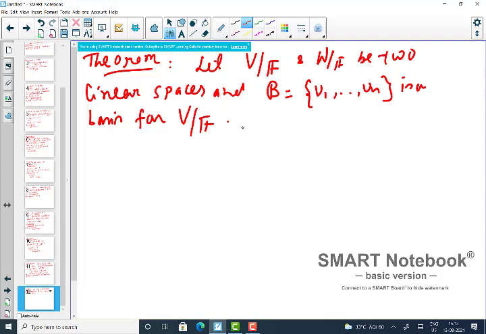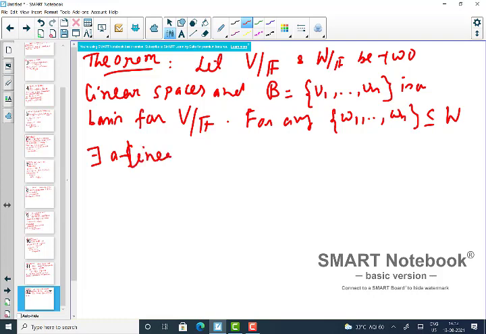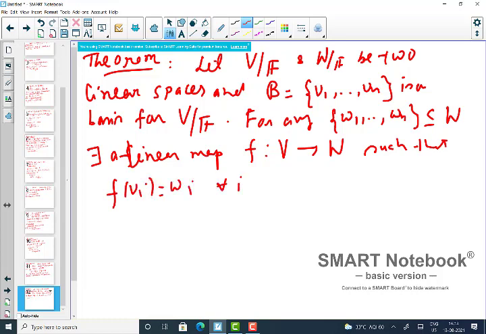You choose any set, say w1, w2, ..., wn, which is a subset of W. It need not be linearly independent or anything; it can be anything. Then there always exists a linear map f from V to W such that f(vi) maps to wi for all i equal to 1, 2, 3, ..., n.